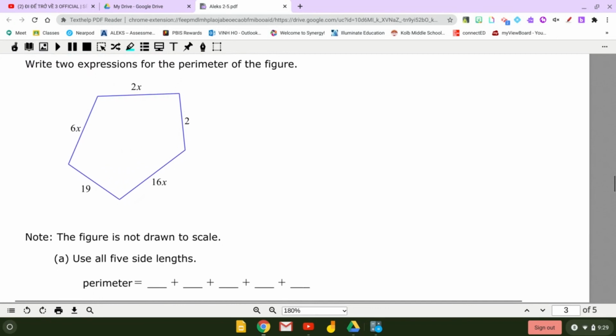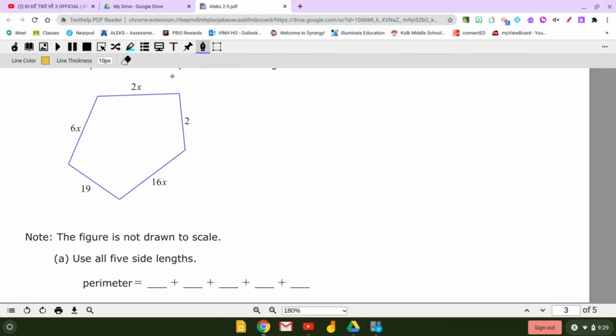All right, next one. We're going to find the perimeter of this, I would say pentagon. Yes, it's a pentagon. So basically, we're going to add all five sides. I'm going to start with all the x's first. 2x plus 6x plus 16x. So we're just taking care of all the x's, and then we have 2 plus 19.